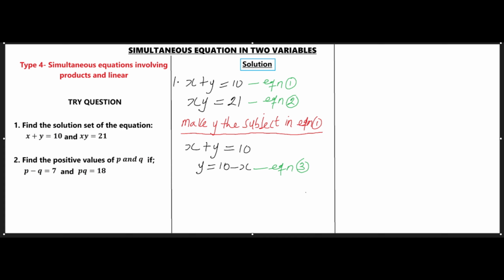So the next thing I do is I'm going to substitute y is equal to 10 minus x into the product equation. We made y the subject in the linear equation, so we have to do the substitution into the product equation. So we are going to put y is equal to 10 minus x into the product equation, which is equation 2.